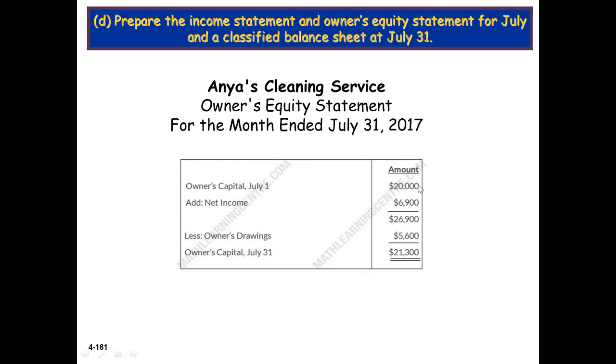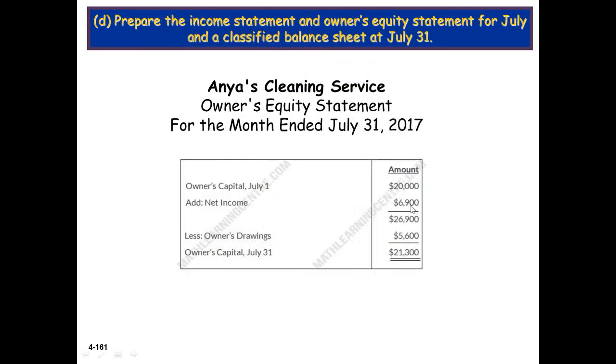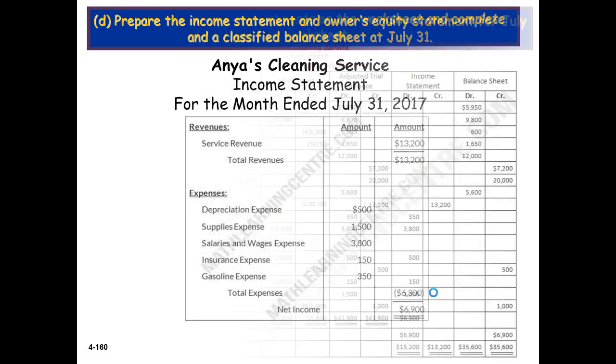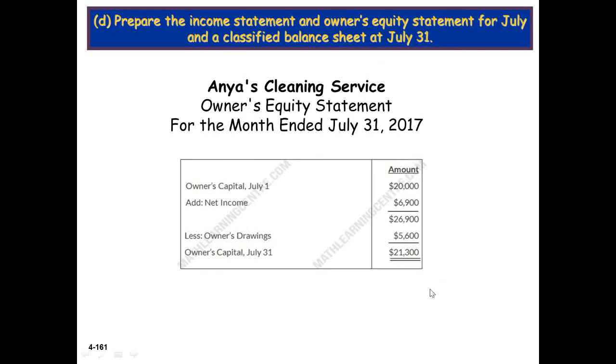Net income is added with capital. Our capital is 20,000, according to the question. Okay, so capital, then add net income, and then drawing. According to the question, we have drawing of 5,600. After subtracting this figure, we get the owner's capital, that means the closing capital. This is capital July 1 and this is capital July 31st.